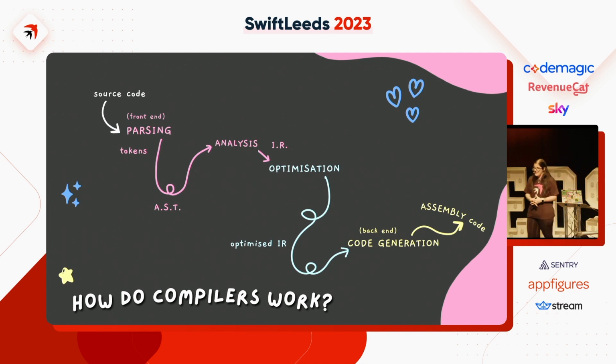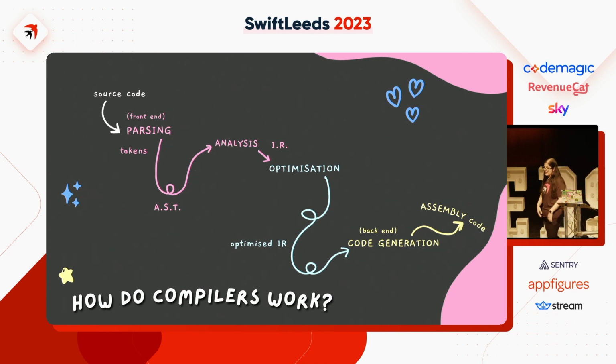So before we dive any deeper, I wanted to give you a general overview. This is a very simplified and very general way of how compilers work. First things first, we have our front end. Nothing to do with web development, but what happens is we start with our source code in a high-level programming language, such as Swift or Objective-C or others that I don't like, and we go through the parsing phase.